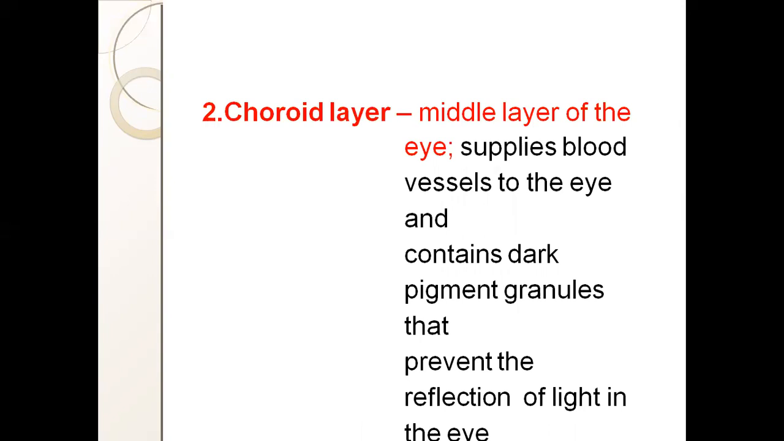So this choroid layer, it is the middle layer of the eye. It supplies the blood vessels to the eye. What is the responsibility of this choroid layer? It will be supplying the blood vessels to the eye, and it contains dark pigment granules. In this choroid layer, there will be many dark pigment granules which will be responsible for preventing the reflection of the light in the eyes.